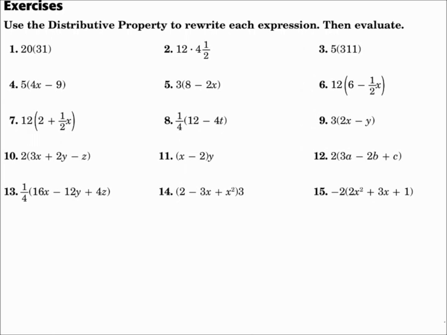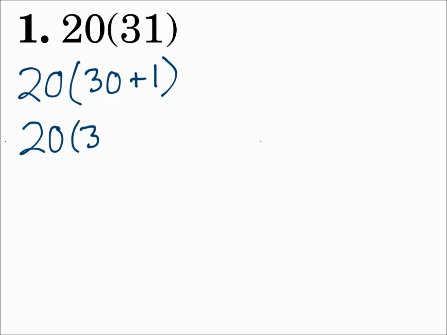Use the distributive property, rewrite each expression, then evaluate. It may look funny to think that we could do the distributive property here, but you really can. If you split 31 into the sum of two numbers that are easier to use, then we can do the distributive property. It's easier to do 20 times 30 plus 1 than to do 20 times 31, because that allows us to do 20 times the 30 and 20 times the 1. Each of those operations is easy.